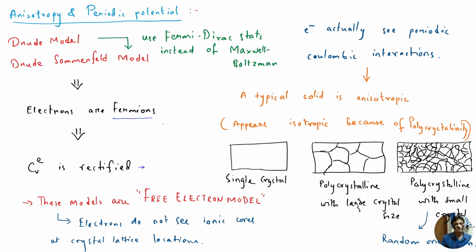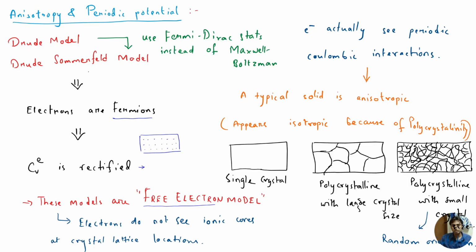So what was common in both of these models? In both these models, the electrons were assumed to be free electrons. What free electrons means: suppose this is a solid, it will have some ionic cores, and each of these atoms will give an electron, and those electrons will move around freely within the boundary of the solid. So that was the free electron model, where the electrons were not seeing the ionic cores in the solid. That is why these are the free electron models we saw in the previous two models. But now we'll add one more layer of complication to it.